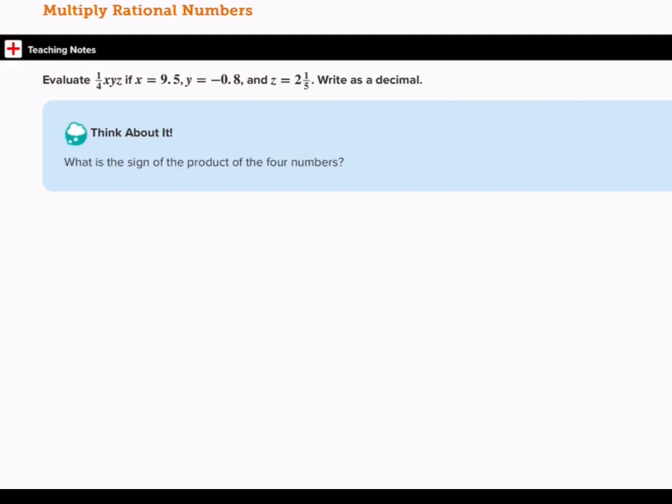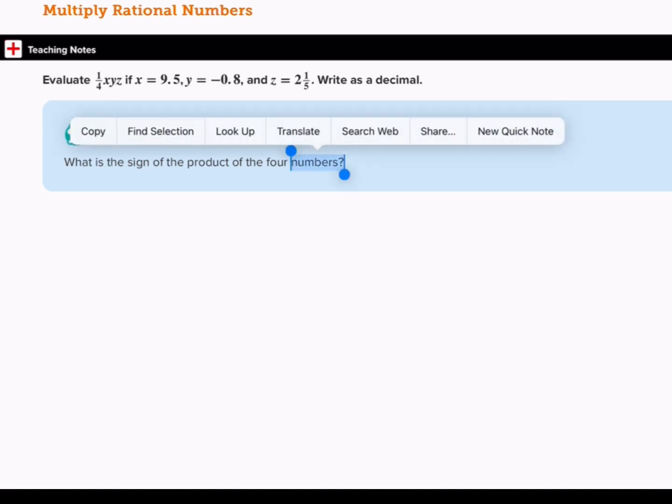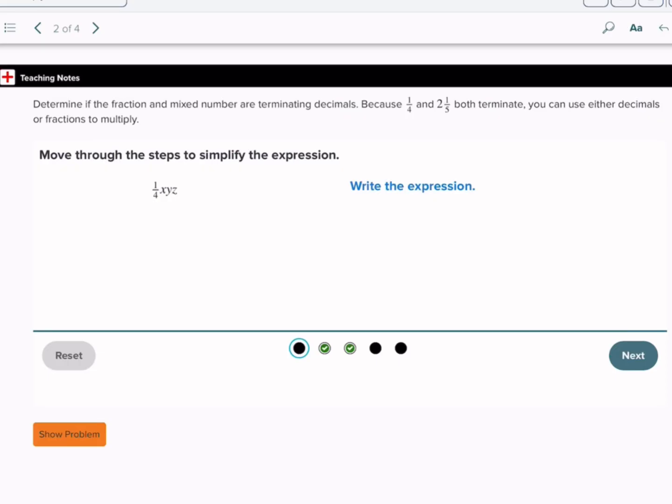In our last example, we need to evaluate 1/4 x times y times z, if x equals 9.5, y equals negative 0.8, and z is 2 1/5. Then we need to write it as a decimal. So we've written the expression down. Now we are going to replace the expression with our numbers for x, y, and z. We need to replace x with 9.5, y with negative 0.8, and z with 2 1/5.